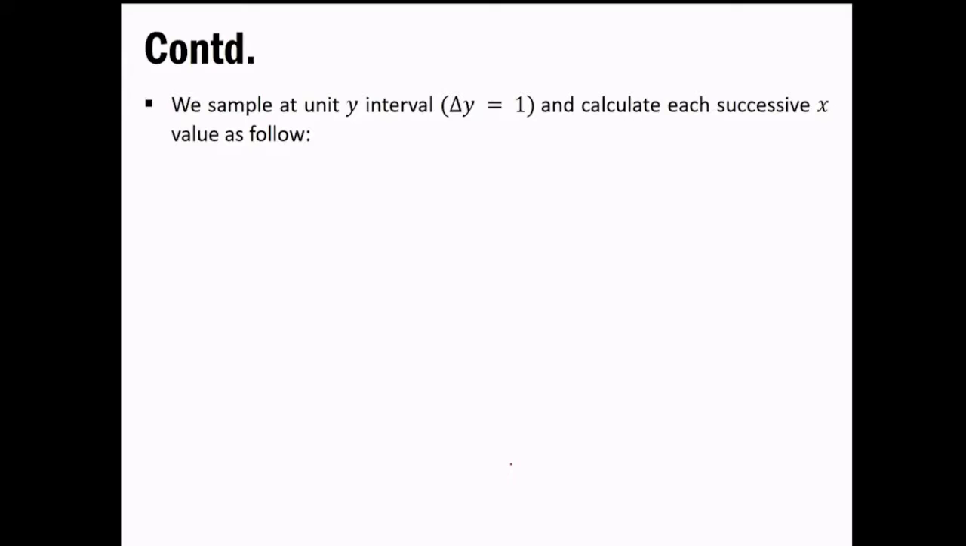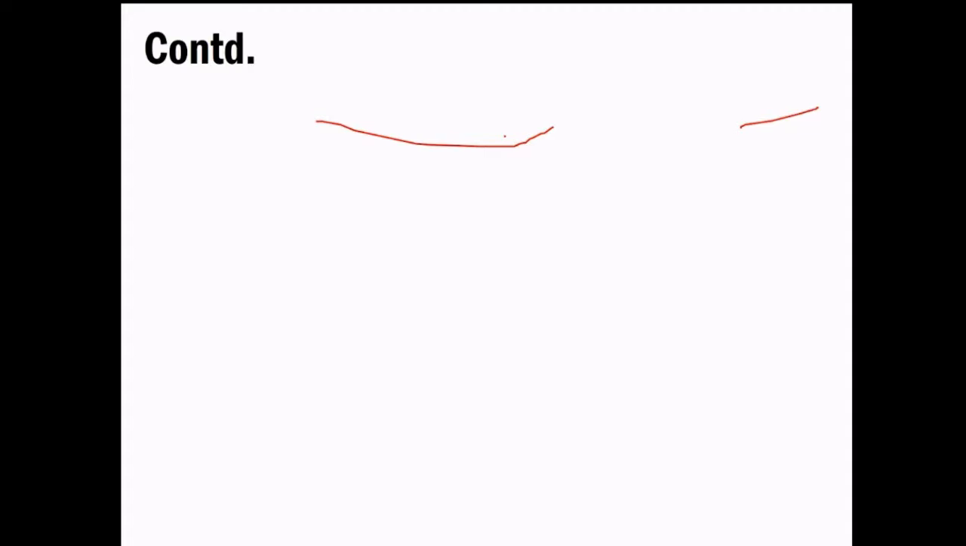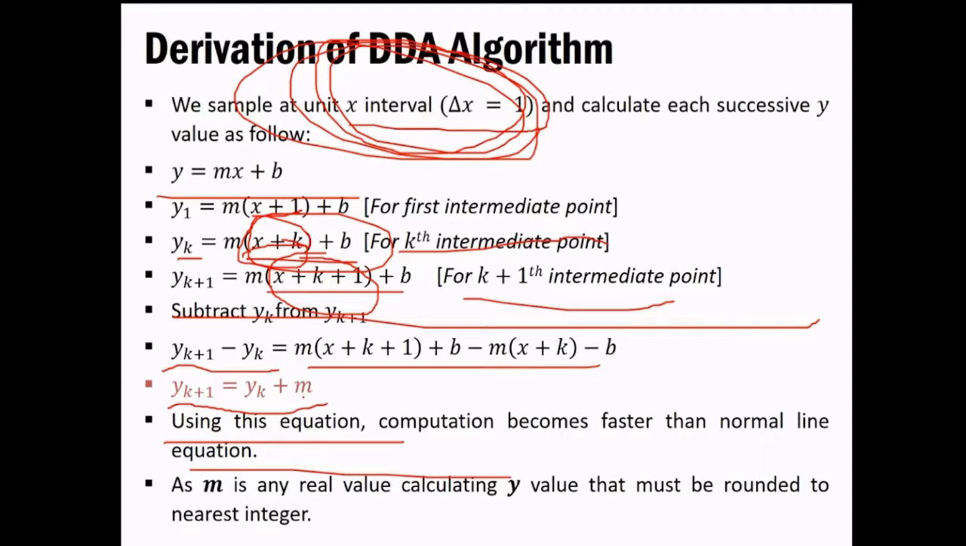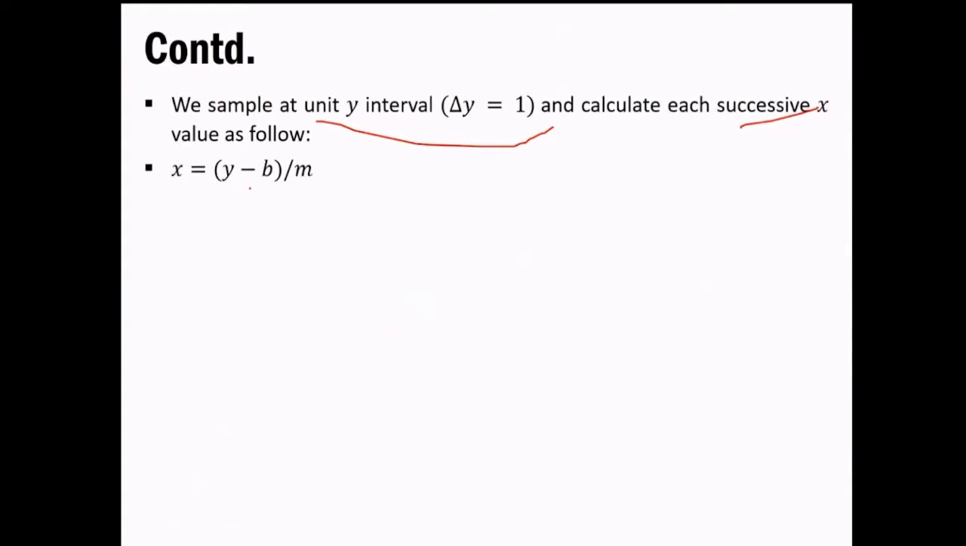Same thing you have to repeat for the unit y interval, and you have to calculate successive x over here. So if we continue likewise with delta y equal to 1, we need this equation with respect to the x term. If we are taking delta y, then the very first thing is to change this equation, because we don't need this equation now. We have to change it a little bit so that it is helpful to us in the derivation.